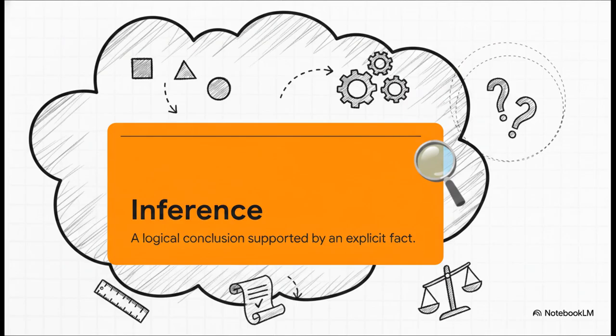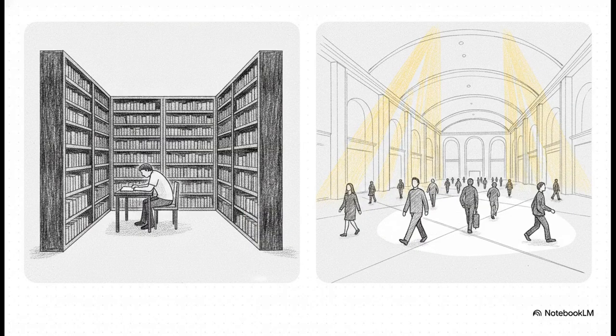An inference, though, is a bit different. It's a logical conclusion that you draw. But, and this is absolutely crucial, it has to be completely supported by that explicit fact you just found. You aren't just guessing, you're following the evidence. Let's test this out with a model.